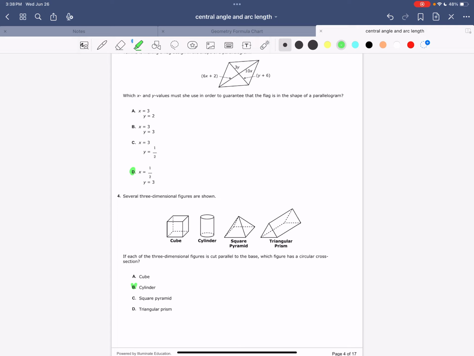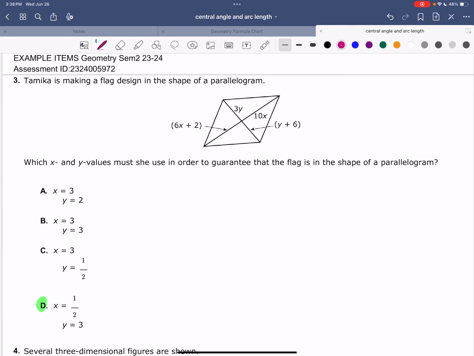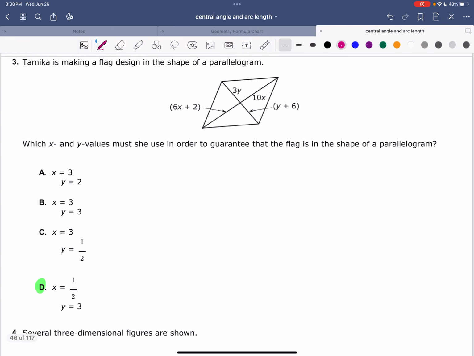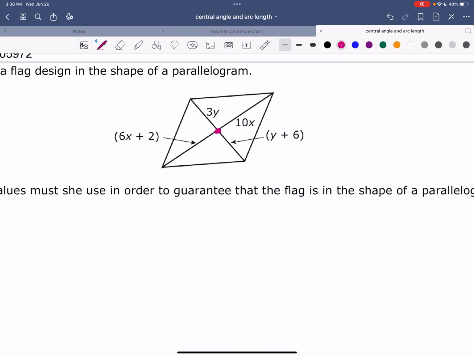Let's do question number 3 and 4. Now, it's a parallelogram. It's pretty simple. Do you see this cross-section here? What you have to know is this side is equal to this, and this is equal to this. So if you set it up, it's going to be 6x plus 2 equals 10x, because again, this is equal to this. And then this equal to this, so it's going to be 3y equals y plus 6.